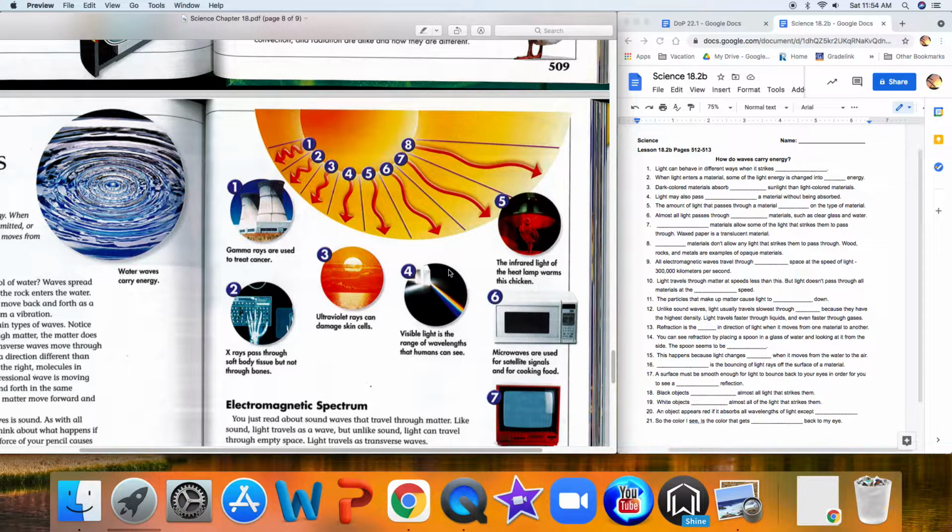Even though it's traveling at an unbelievable rate. So it says like this: microwaves are used for satellite signals. So I'm going to bounce my different things off a satellite, right? So I want to get the news around the world. And can they show me it happening?